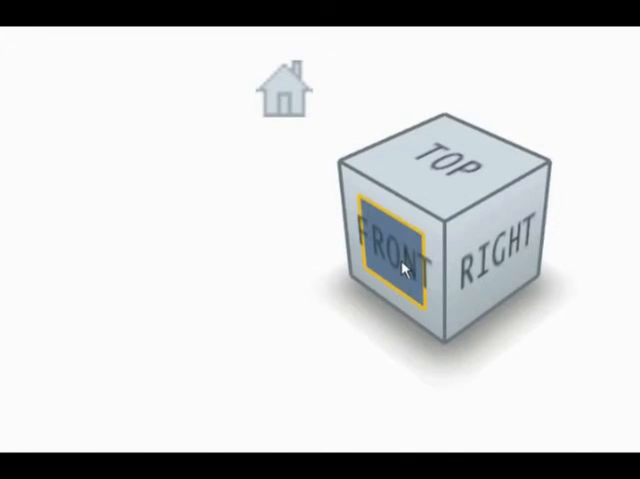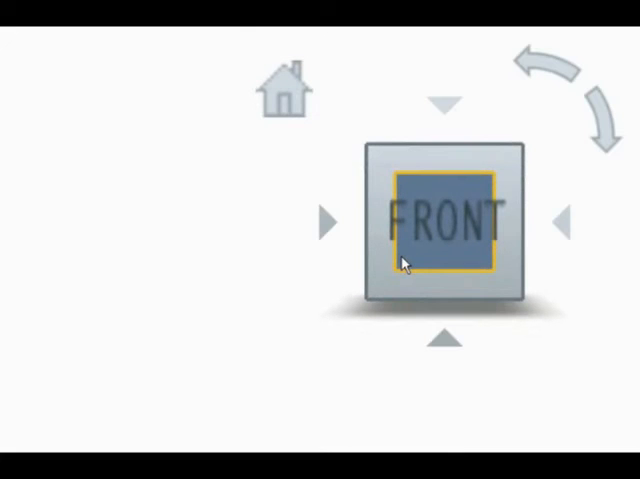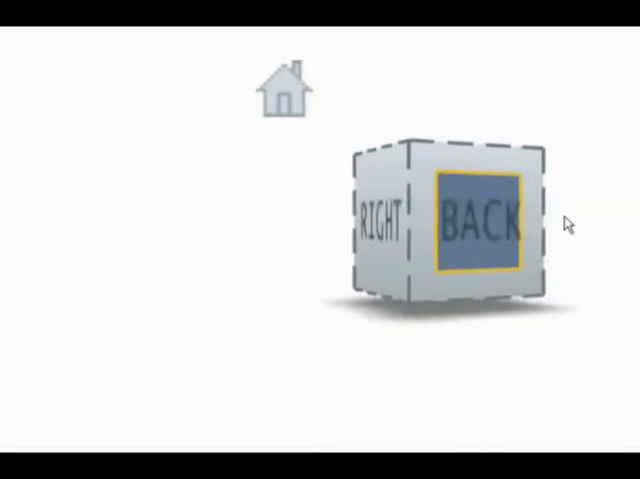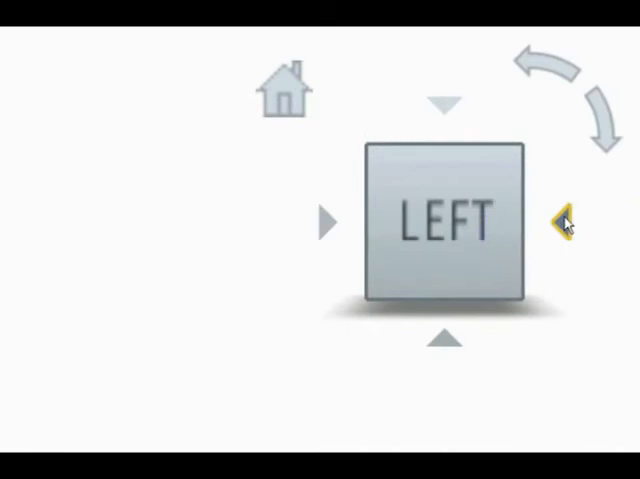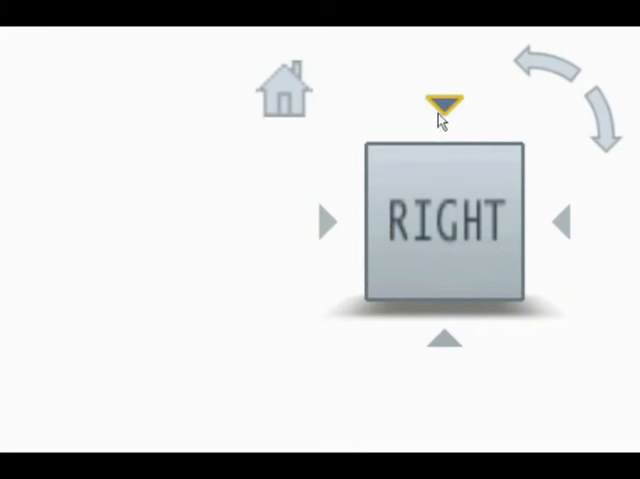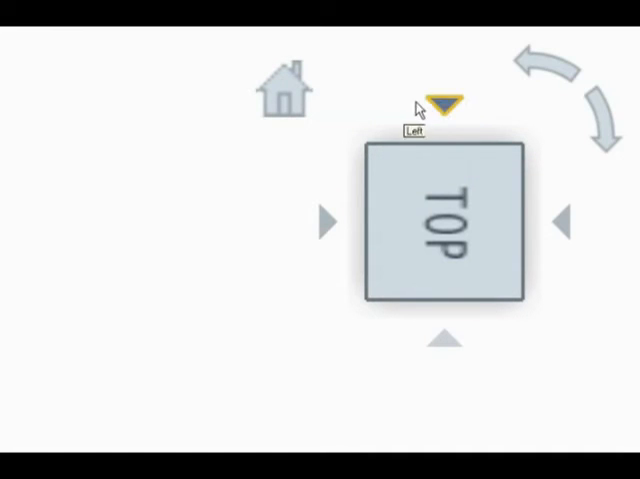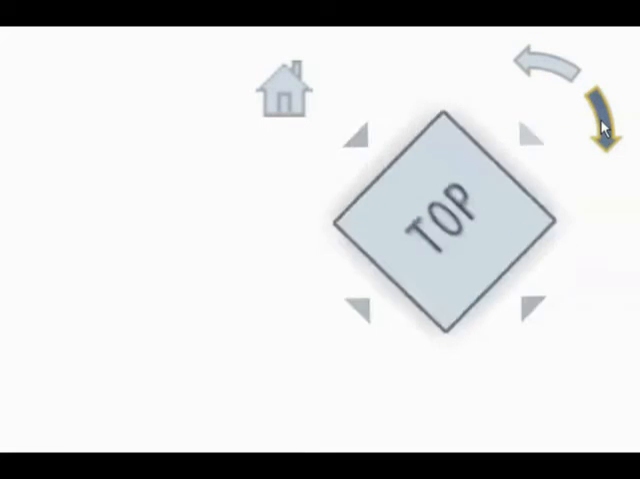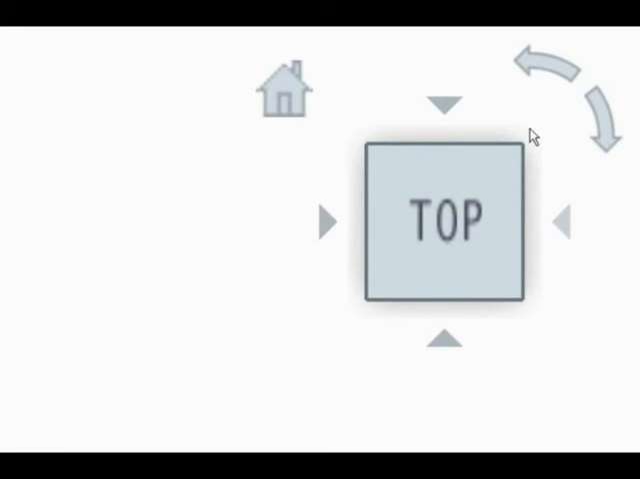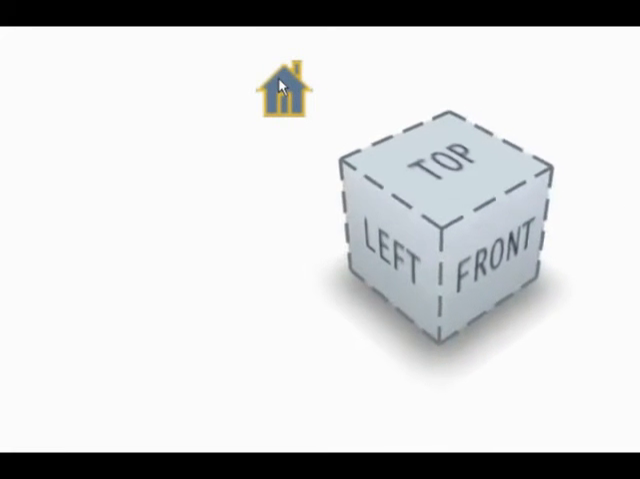On face views of the cube, additional controls appear, which allow quick access to orthogonal viewpoints. Curved arrows allow viewpoint roll control. A home button returns the user to a standard three-quarter view.